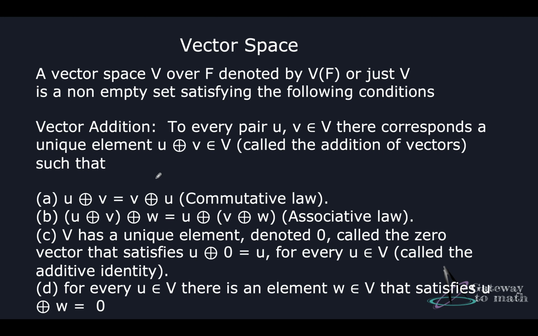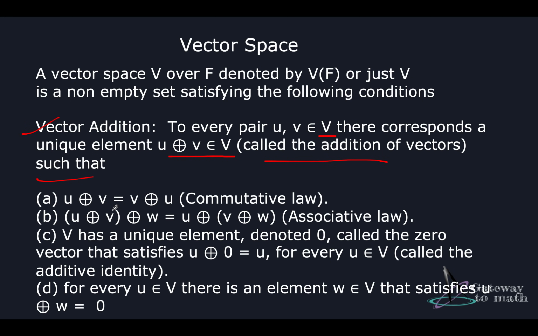Now we'll be discussing vector spaces. A vector space V over F, denoted by V over F or just V, is a non-empty set, and it has to satisfy the following conditions. The first condition is vector addition. For every pair u, v which belongs to V, that is the vector space, there corresponds a unique element such that when you add them, it also belongs to the vector space. So it's called the addition of vectors. The following conditions need to be satisfied in that case.